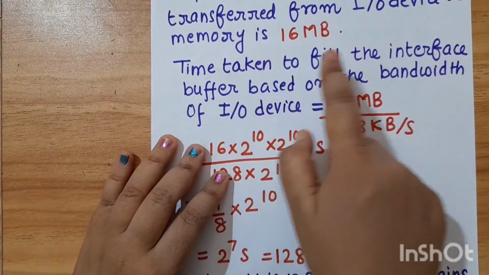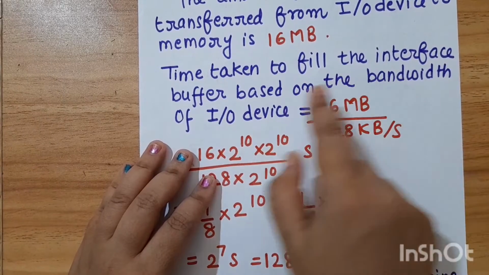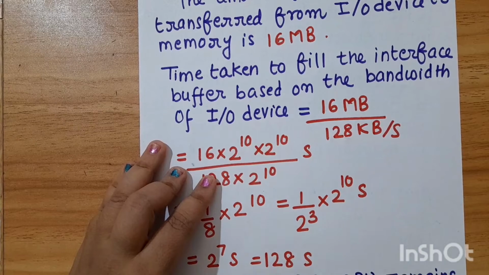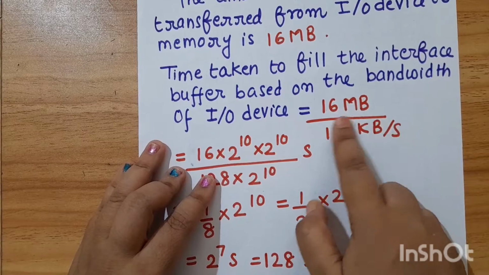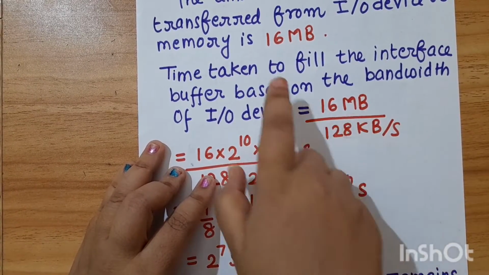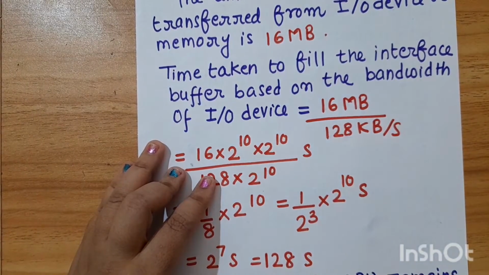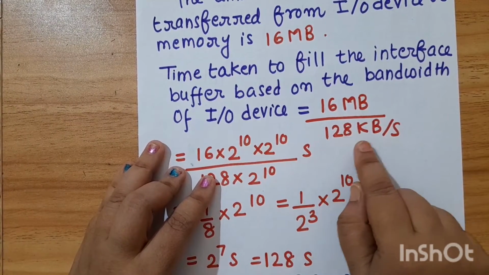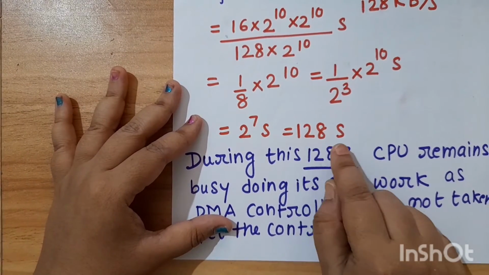The time taken to fill the interface buffer, based on the bandwidth of the I/O device. So the bandwidth of the I/O device is already mentioned. That is 128 KB per second. Now what is the time taken to fill the interface buffer with the data of 16 MB? It is equal to 16 MB divided by 128 KB per second. So the answer is coming as 128 seconds.